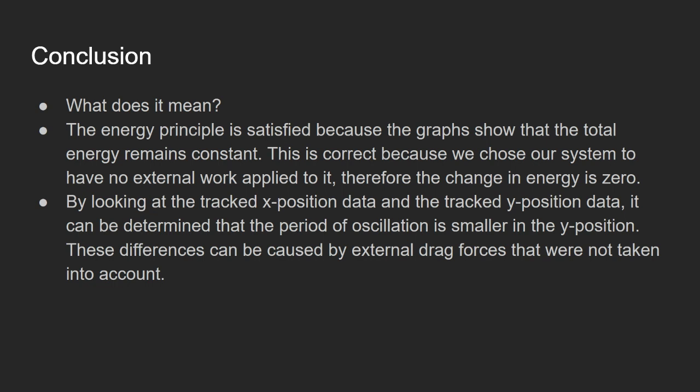So what does this mean? The energy principle is satisfied because the graph shows that the total energy remains constant. This is correct because we chose our system to have no external work applied to it, because our system was everything. Therefore, the change in energy is 0. By looking at the tracked X position data and the tracked Y position data, it can be determined that the period of oscillation is smaller in the Y position. These differences can most likely be caused by external drag forces that were not taken into account.